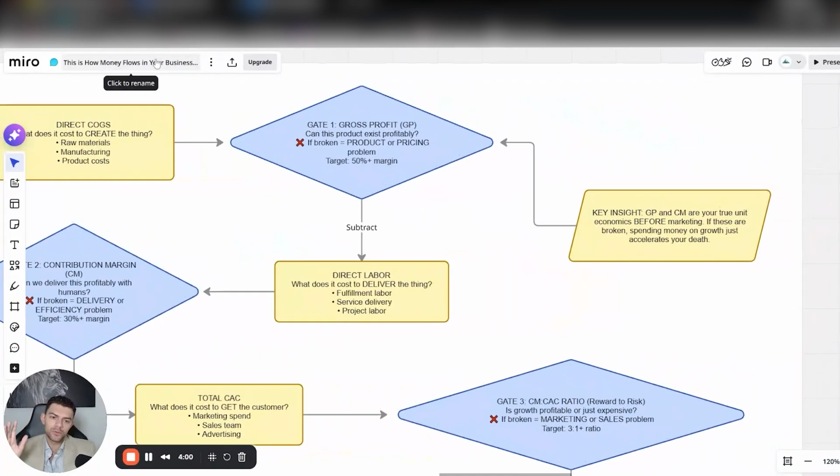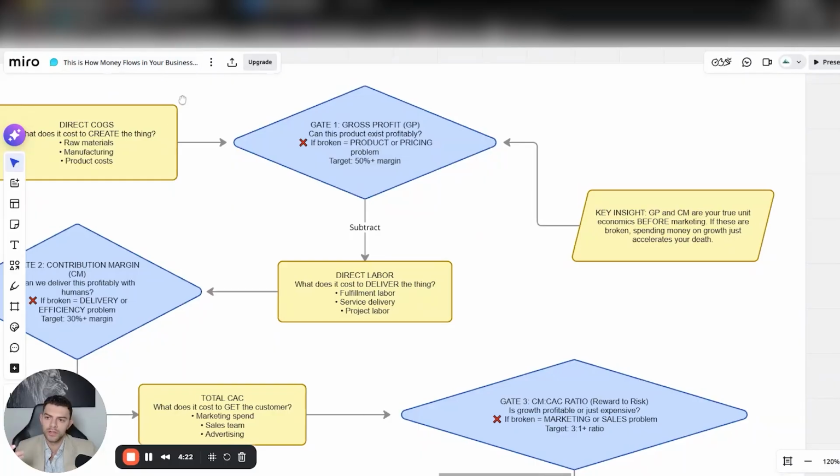A key insight before we get into it is your gross profit and contribution margin are the true unit economics of your business. It's the fastest way to get a snapshot of what's actually going on. If it's broken, you shouldn't spend a dollar on marketing or advertising because it's going to accelerate the death of your business. There are certain tweaks that you still have to do in the model for it to work.